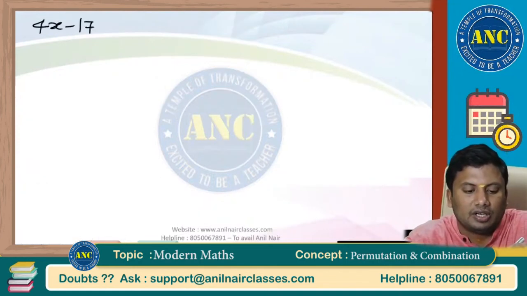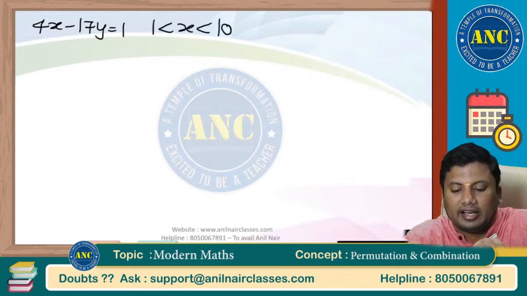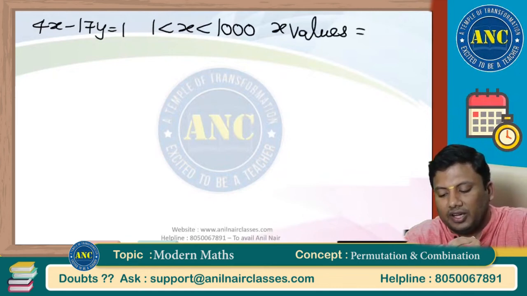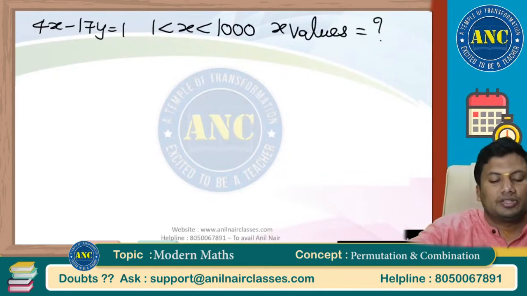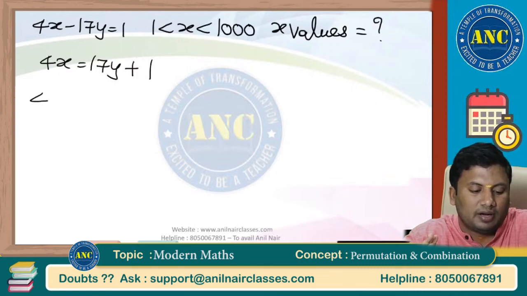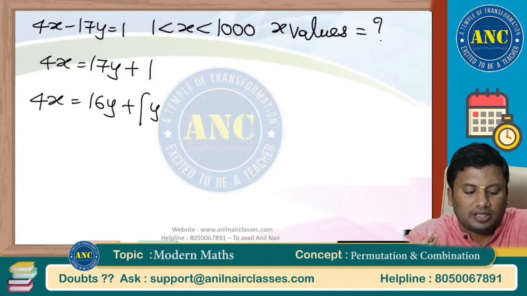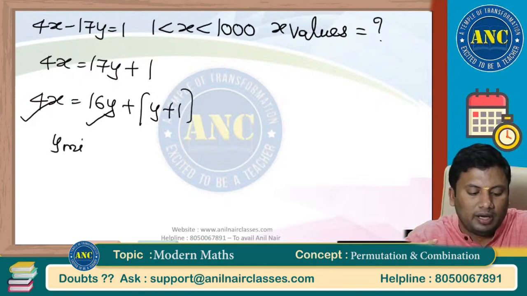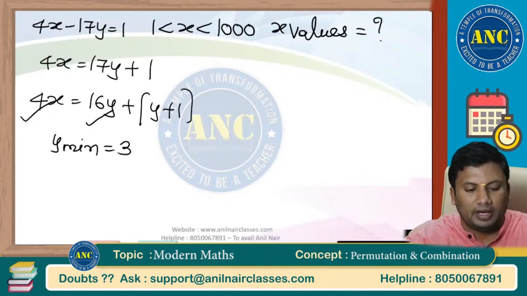4x minus 17y equivalent to 1, with 1 less than x less than 1000. How many values of x will satisfy the equation? 4x is nothing but 17y plus 1, which is 16y plus y plus 1. 16y is divisible by 4, so y plus 1 must be divisible by 4. Y minimum will be 3.